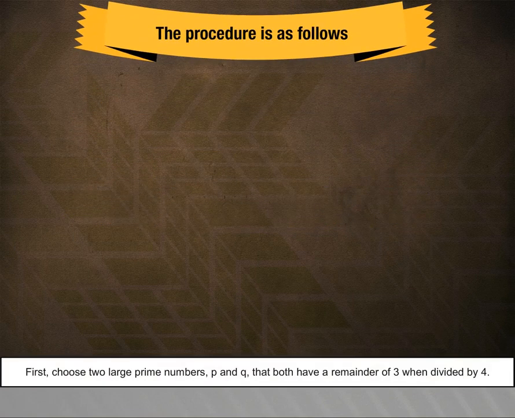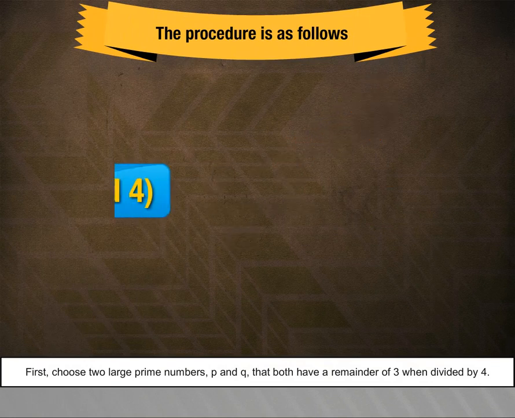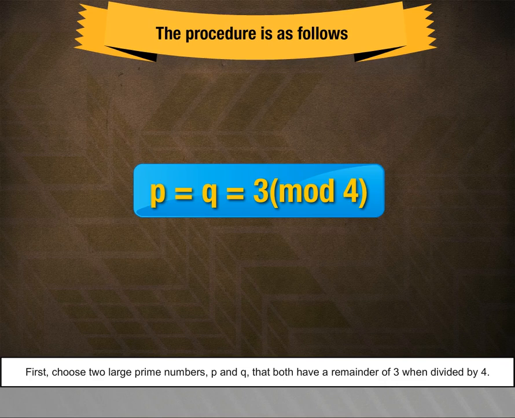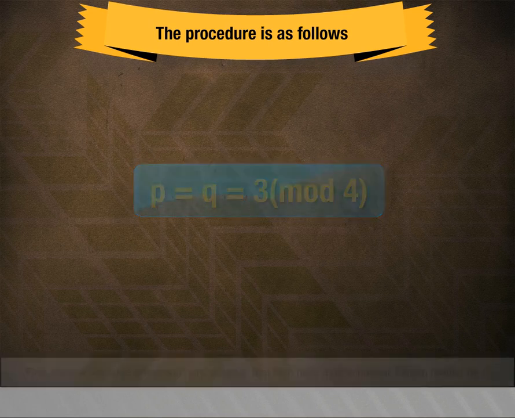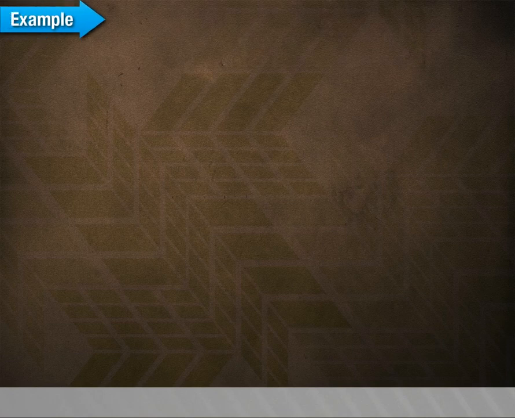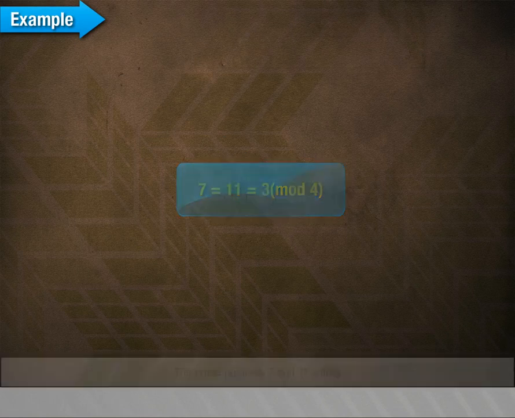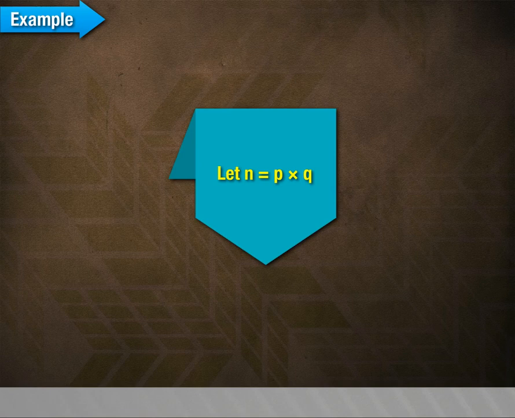First, choose two large prime numbers p and q that both have a remainder of 3 when divided by 4. p is equal to q is equal to 3 mod 4. This notation simply means that p mod 4 is equal to q mod 4 is equal to 3. Example: the prime numbers 7 and 11 satisfy 7 is equal to 11 is equal to 3 mod 4. Let n be equal to p times q.